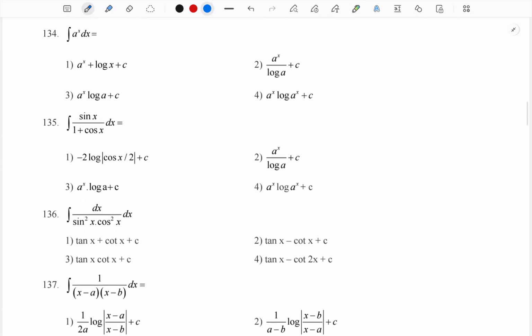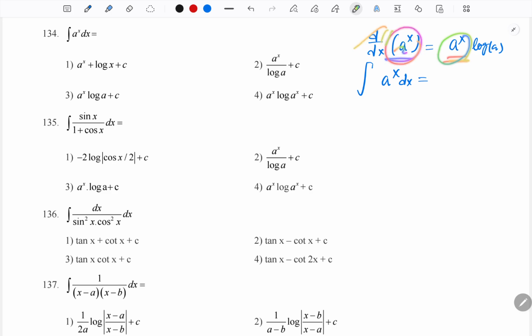Next question, integral. Okay, we know, right? D by dx of a power x equals a power x times log a. Now I want to find the integration, right? If I take the integral on both sides, integral a power x dx, what will happen? Integral a power x equals a power x times log a, both integrals cancel, then it will be divided to this side. Clear? Then the answer goes to a power x by log a plus c. This is my answer, so it is option number 2.